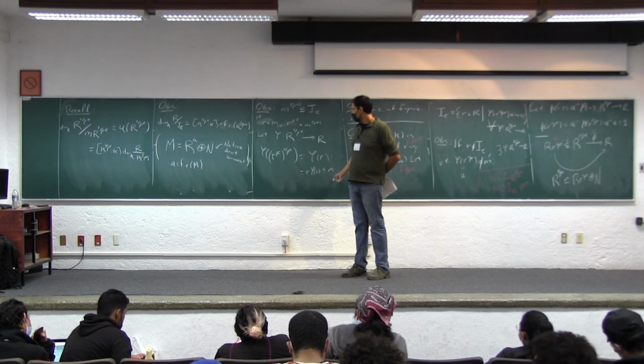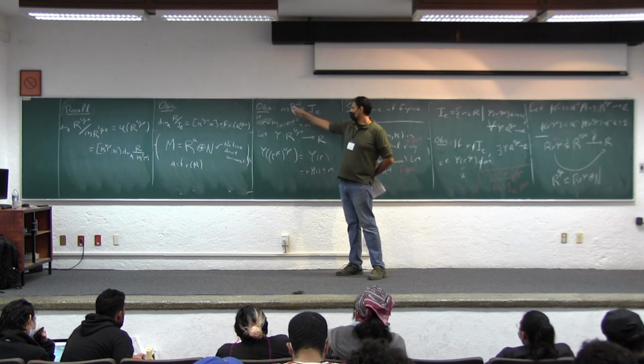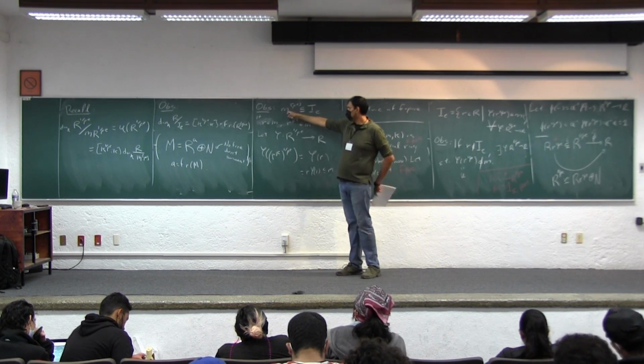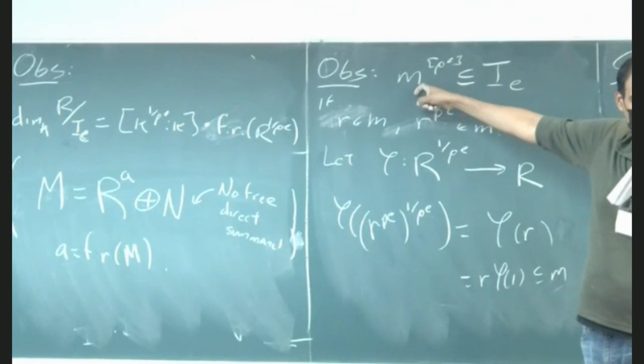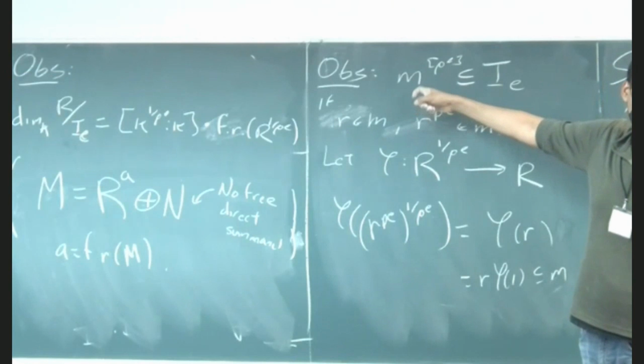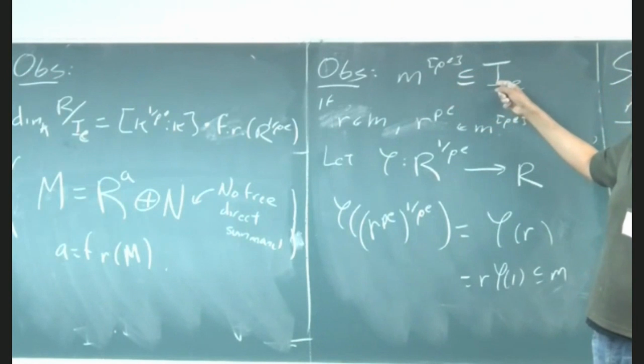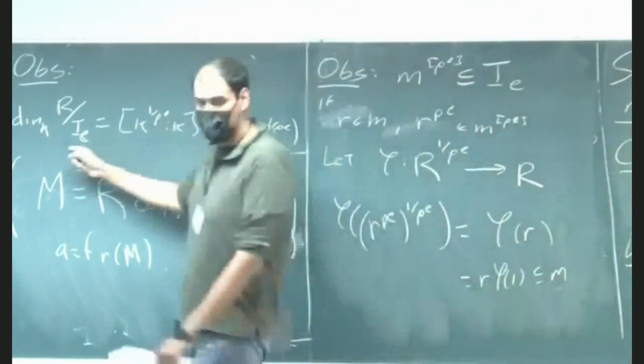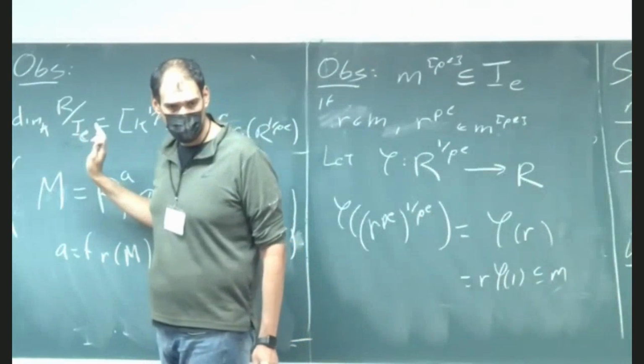We're done. Because we know that this is cofinite with the powers of the maximal ideal. So this has to be finite length, well, finite colength. So this module over here has finite length. And this makes sense.